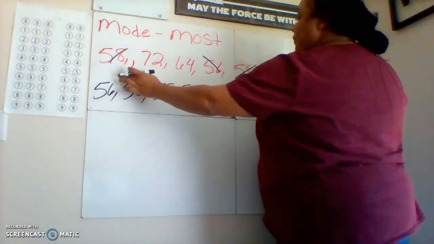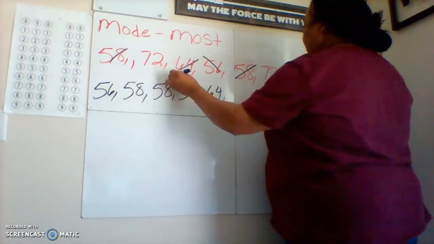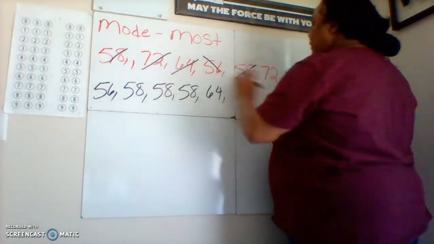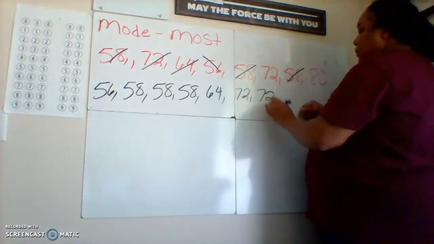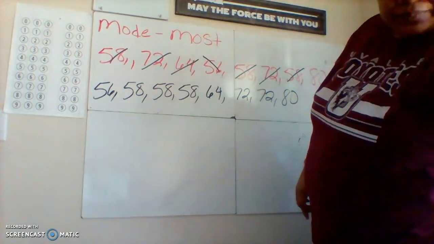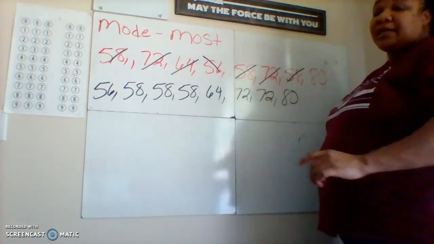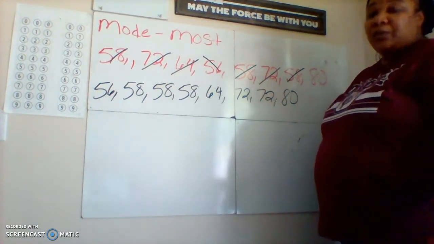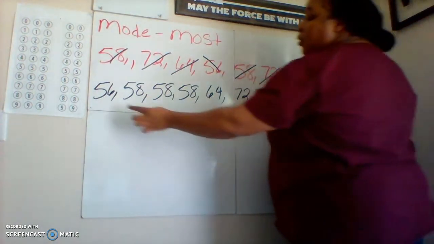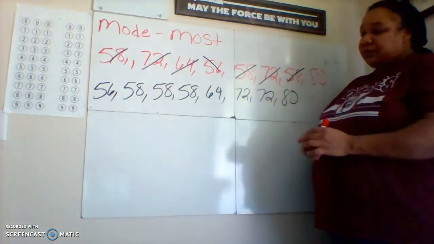Okay. Do I have anything else? I have 64. I have 72. I have another 72. And I have an 80. Okay. My next step is to count and make sure I have the same amount of numbers in my original data set that I have in my data set that I've ordered from least to greatest. Ready? 1, 2, 3, 4, 5, 6, 7, 8. 1, 2, 3, 4, 5, 6, 7, 8. I have 8 numbers, okay?